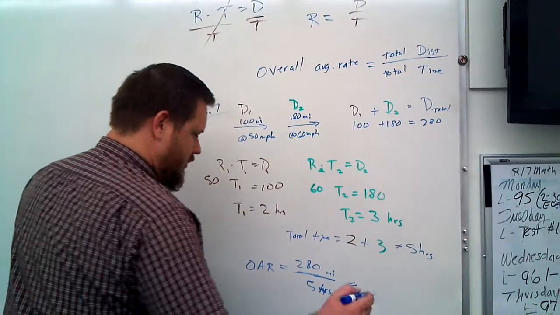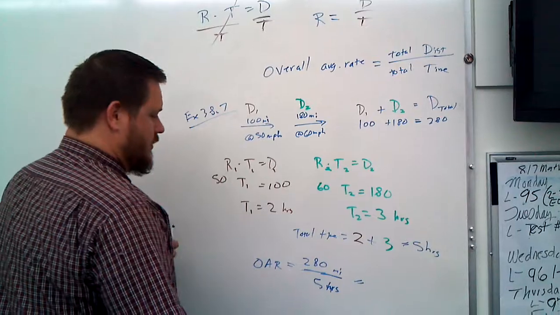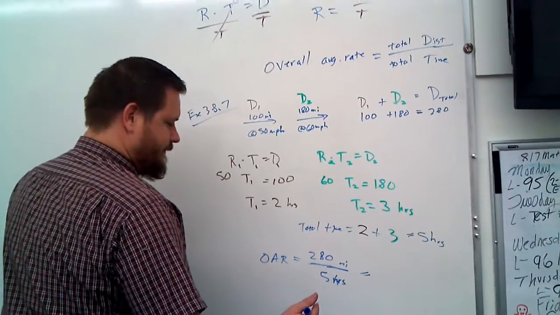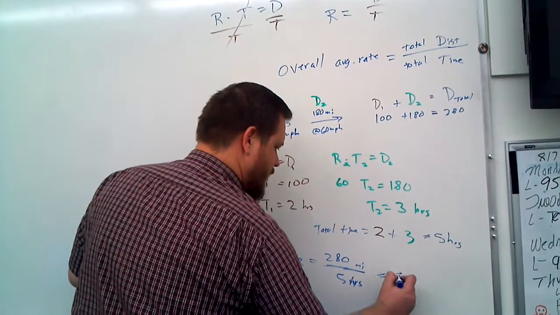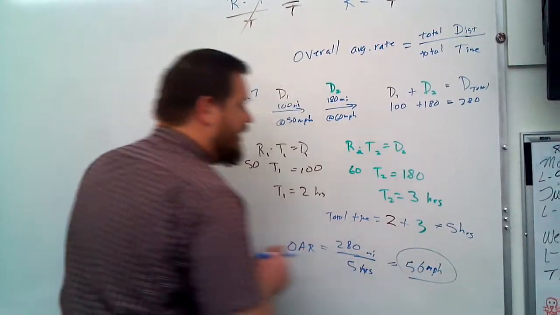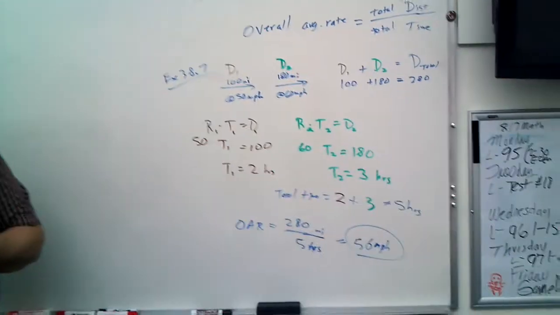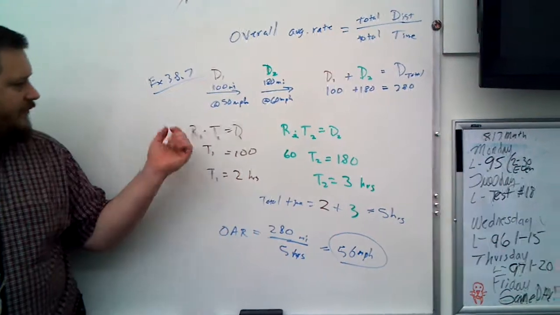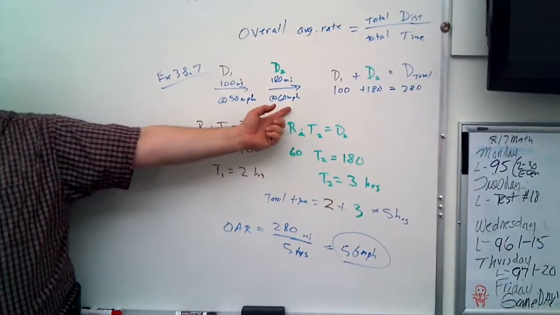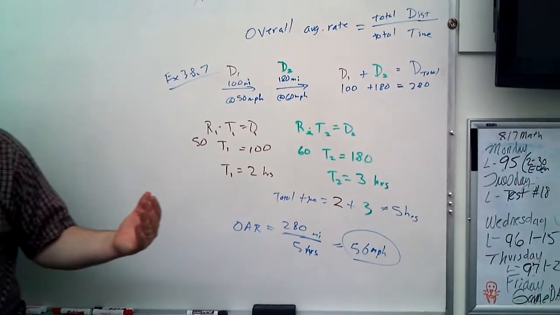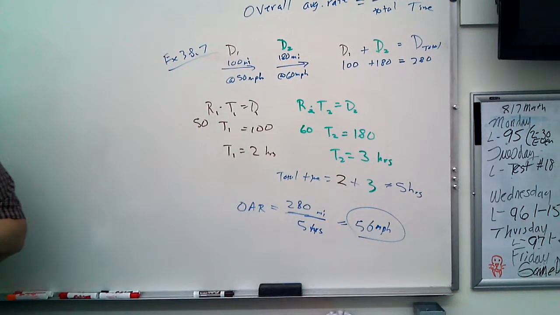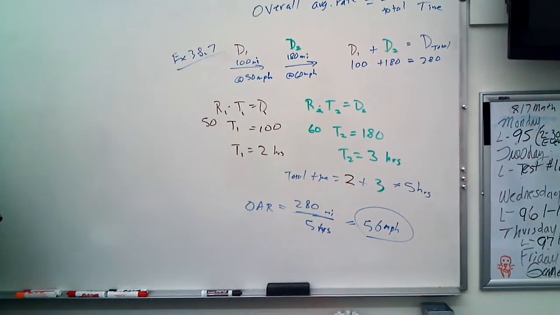That comes out to 280 divided by 5, which is 56 miles per hour, because it's a rate. Now, does that seem reasonable? If you drive for 2 hours at 50 miles per hour, and then for the next 3 hours you're driving at 60 miles per hour, your average rate for the entire 5 hours is going to be somewhere between 50 and 60. It's 56.